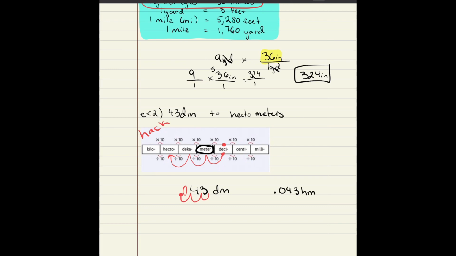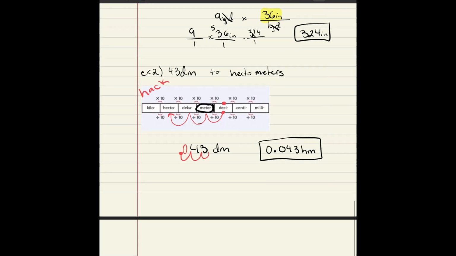hm for hectometers. So that's why it's important to write down this chart so you don't have to memorize that it's kilos, then hecto, then decameter. You can just look back at this chart and know how many times you need to jump. That's all you need to do.